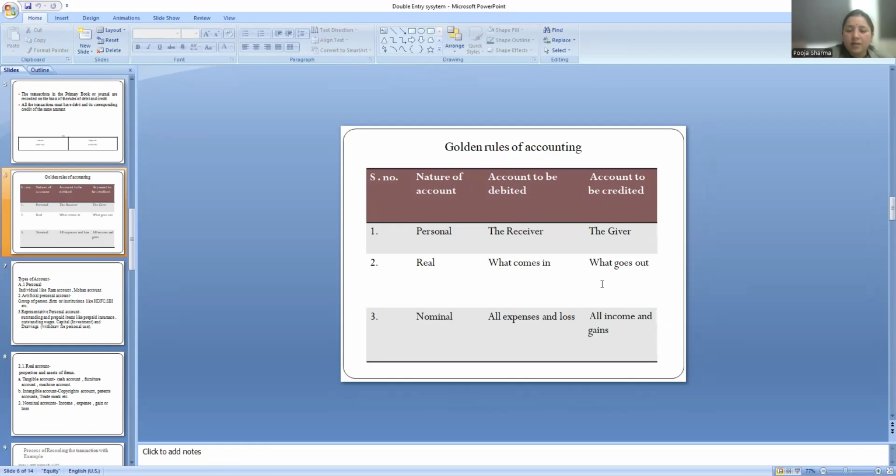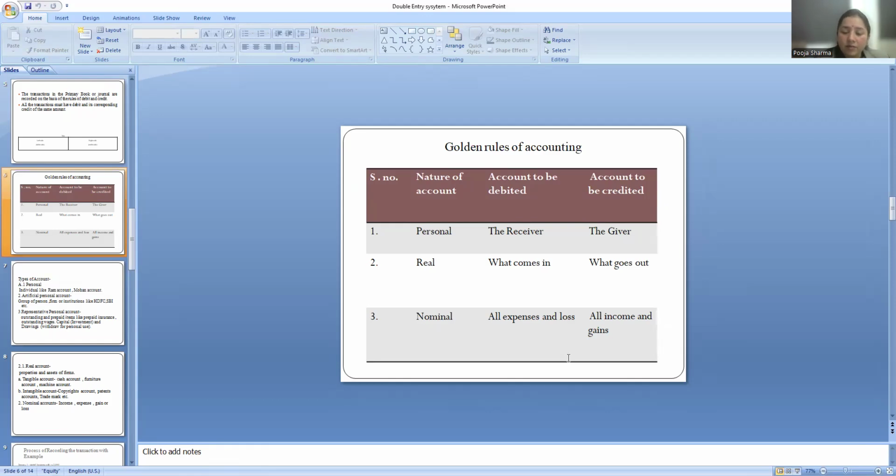These rules were developed by an Italian merchant. I'll let you know a small story of the development of these rules. When he was facing problems in recording, he was recording every transaction in a different manner. So at the end of the year, he was not able to compare, he was not able to take out how much profit he had earned from this business.